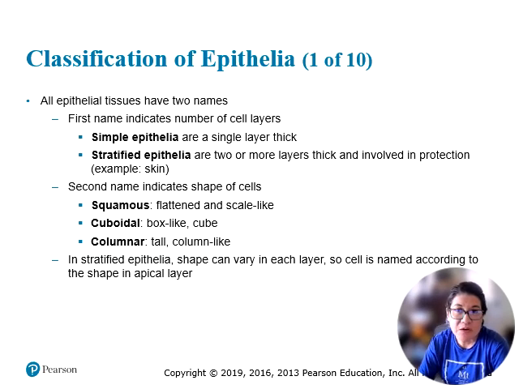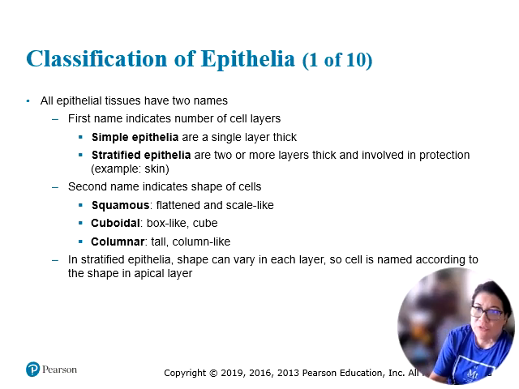Okay, so there's two ways that we name them to describe them, and that's how we distinguish and tell which type they are. So first you look at the layers. The layers can be simple epithelia or stratified. Simple is just a single layer, and then stratified is many layers, 2 or more. And then you describe them by the shape of the cell. So they can be squamous, cuboidal, or columnar.